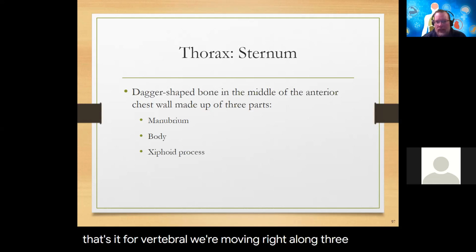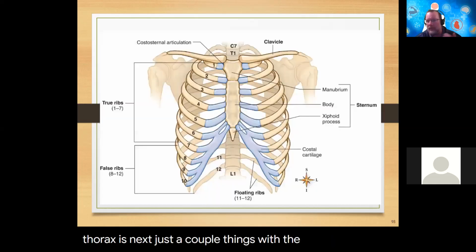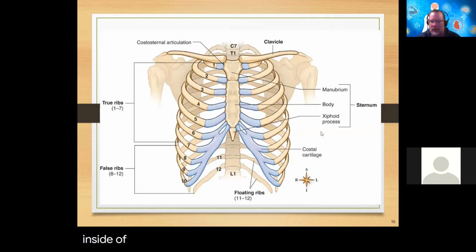Okay, thoracic. The thorax is next. Just a couple things with the thorax. We have the sternum. We just have 3 parts to the sternum: the manubrium, the body, and the xiphoid process. So this little point is basically a big batch of cartilaginous tissue that's kind of hardened with a little bone kind of inside of it called the xiphoid process. So that's the sternum. And then we have all of these ribs attached to the sternum.